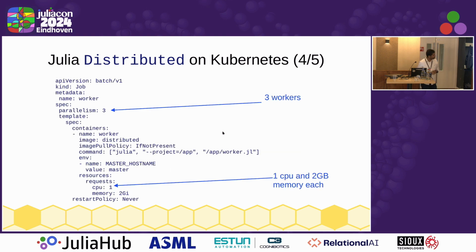And this is the worker specification. So for worker, we just mentioned the number of workers as parallelism here, and we want to limit it to 1 CPU. So we mentioned the request here.